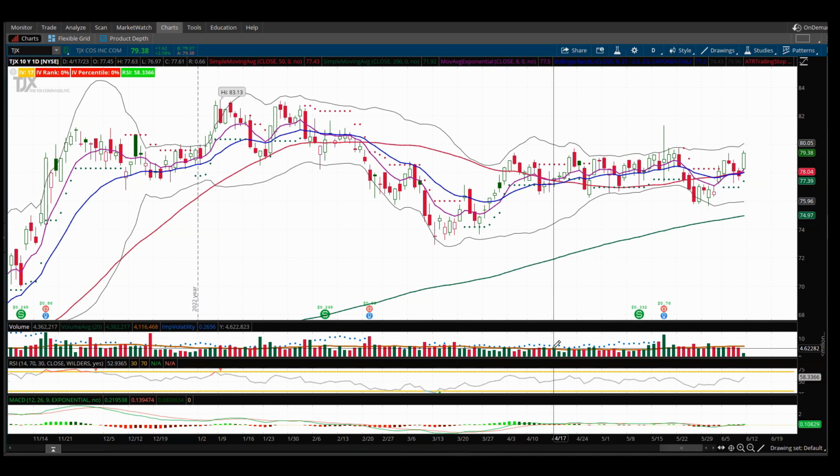So hopefully that helps. If you've got any questions on this, or if there's anything else you want me to cover as far as setting up the chart, you can post those down in the comment section. And hopefully this really helps your trading.